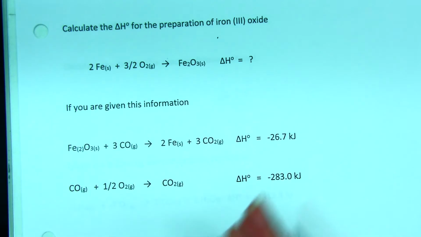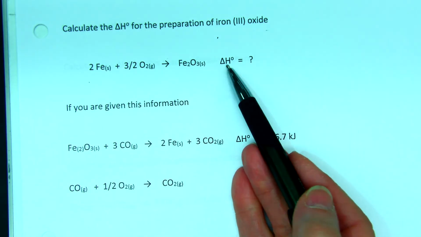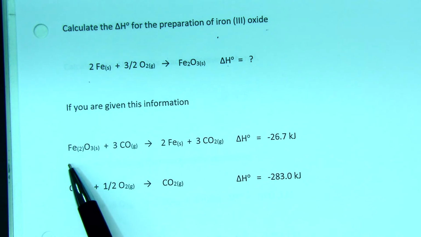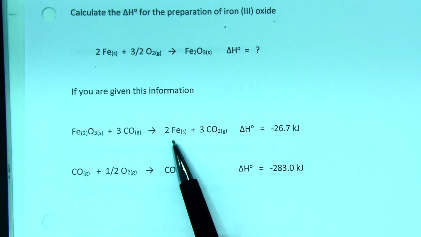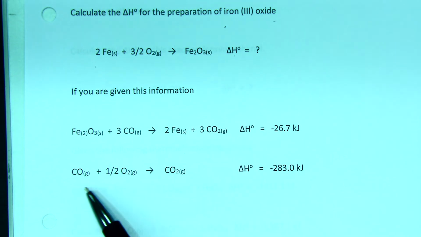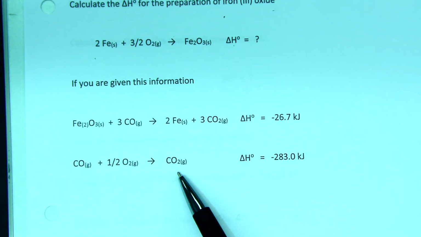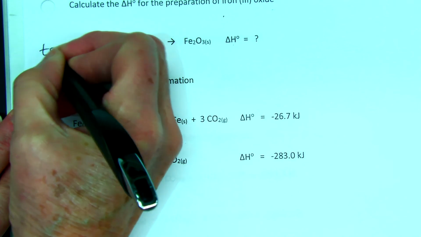Calculate the delta H for the preparation of iron 3 oxide according to this equation. Delta H0 is unknown. And we're given this information. We know that iron 3 oxide reacts with carbon monoxide to make iron solid and CO2. And we know carbon monoxide and oxygen react to make carbon dioxide. So when you look at these problems, it's kind of a puzzle. We think of it as this is our target equation.